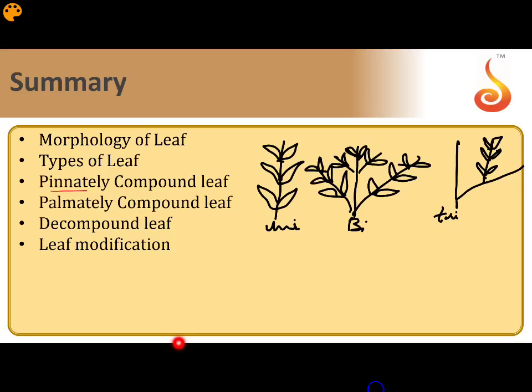Other than this, we have learned imparipinnate and paripinnate. What is paripinnate and imparipinnate? It depends on the terminal leaf. If the terminal leaf is single, it is imparipinnate. If the terminal leaf is even number, then it is paripinnate. Then we move on to the next section.